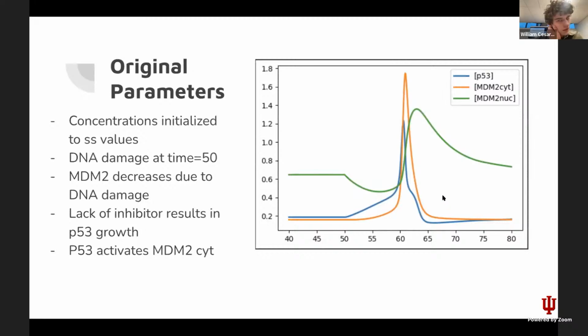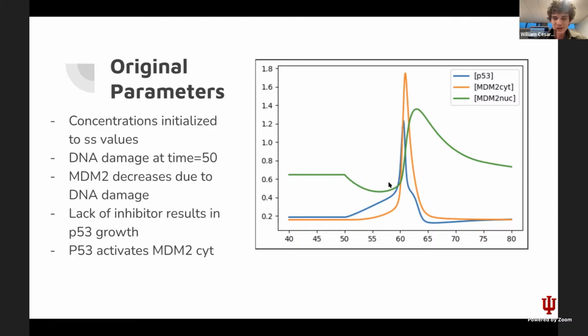Okay, so I essentially just plotted the initial model with all the initial parameters. The parameters are the steady state values that are calculated from solving the ODEs by hand. And we can sort of see what we expect. DNA damage comes in at time equals 50. MDM2 in the nucleus begins to drop quickly due to the DNA damage, and this results in a P53 increase.